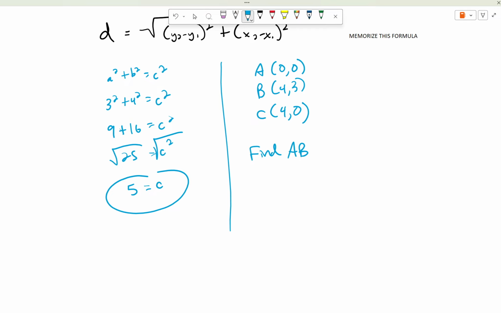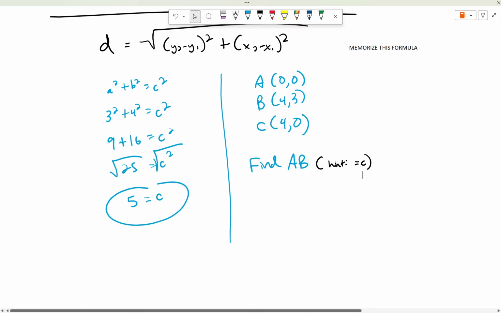Which really means that we're going to find, our hint is it equals C. Okay? So in other words, we're going to do our distance formula here. This is my x sub 1. This is my y sub 1. This is my x sub 2. This is my y sub 2. Okay? And then let's utilize the distance formula.